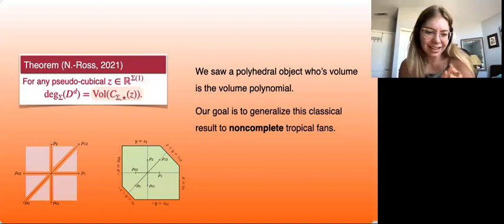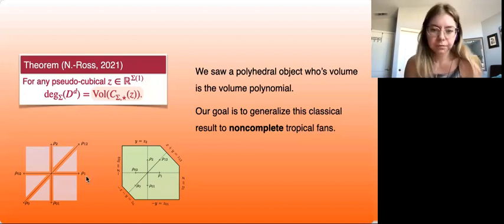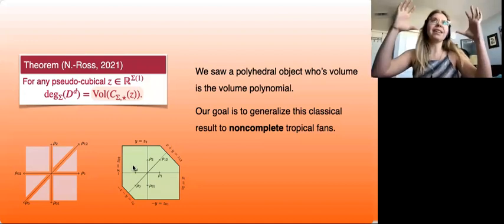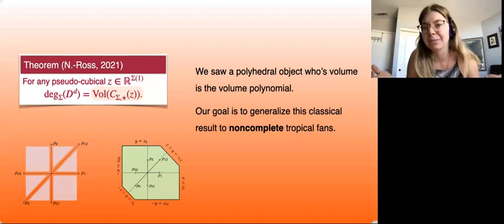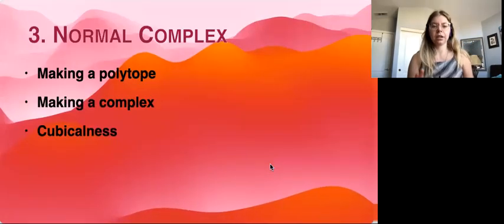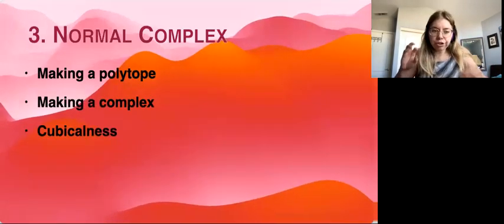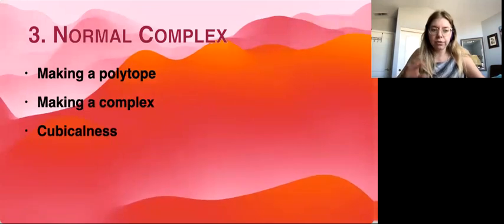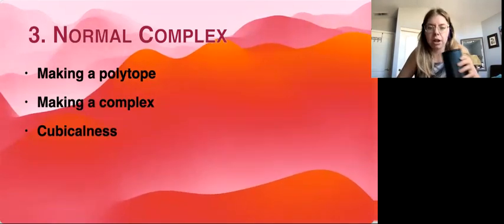from the 70s. We now want to generalize this to non-complete fans. And we're stopping the expansion of tropical fans because that's where the volume polynomial makes sense. We do so by introducing an analog of normal polytopes that we'll call the normal complex.